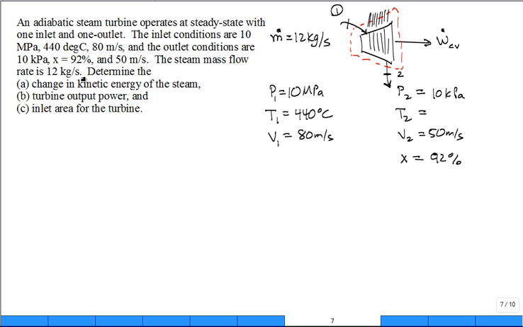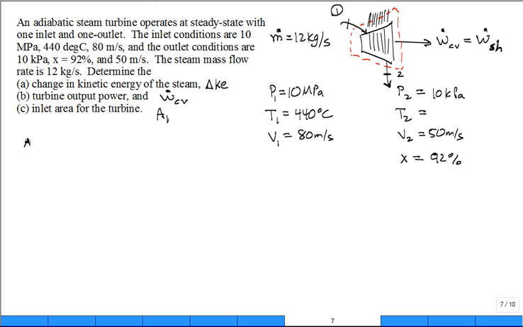Okay. I read the question: what is the change in the kinetic energy? So they're asking for delta ke, lowercase ke, the change in specific kinetic energy. That's what I'm looking for. Okay, the turbine output power. I'm looking for W dot out of the control volume, or sometimes W dot shaft. Let me draw that. W dot shaft, okay? What is the inlet area of the turbine? A1. That's what I'm looking for. A1, the inlet area of the pipe feeding the turbine.